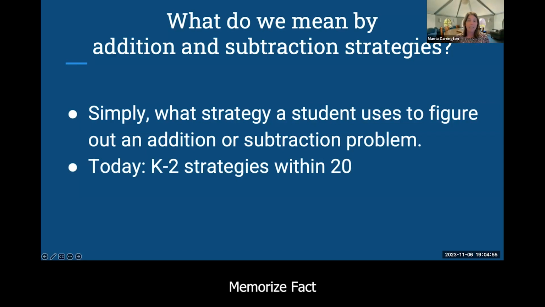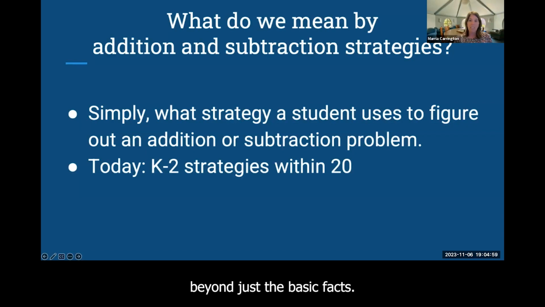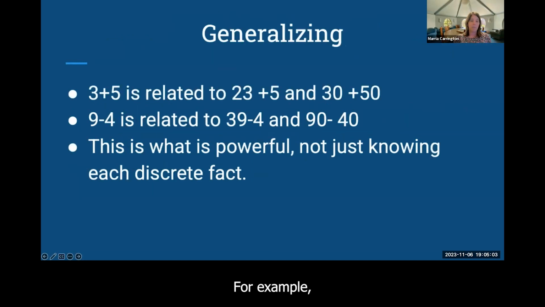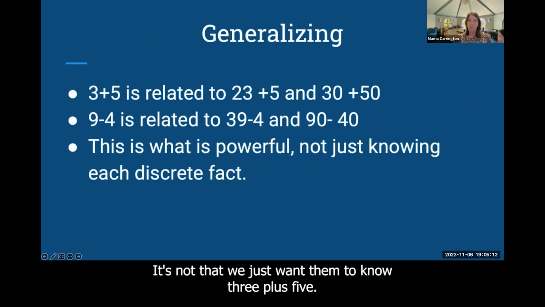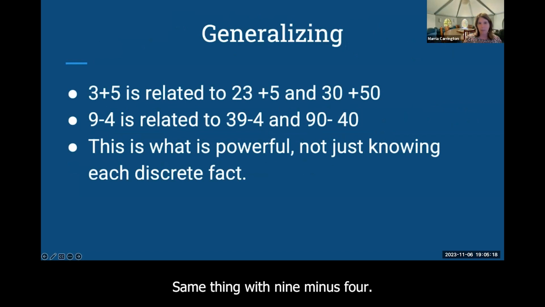A memorized fact is not a strategy. We want students to be able to generalize beyond just the basic facts. For example, 3 plus 5 is related to 23 plus 5. It's also related to 30 plus 5. It's not that we just want them to know 3 plus 5. We're going to leverage that and build that throughout our number system. Same thing with 9 minus 4. It's related to 39 minus 4 or 90 minus 40.